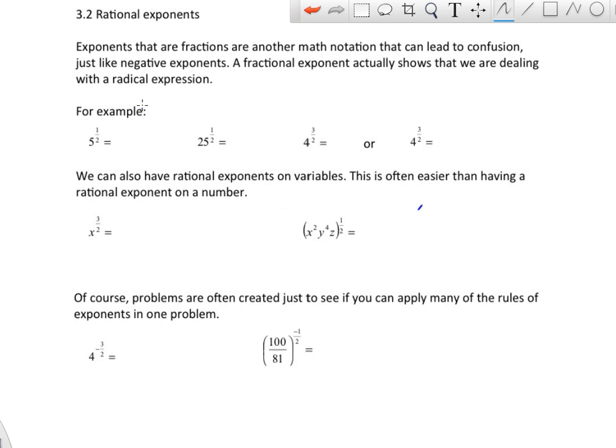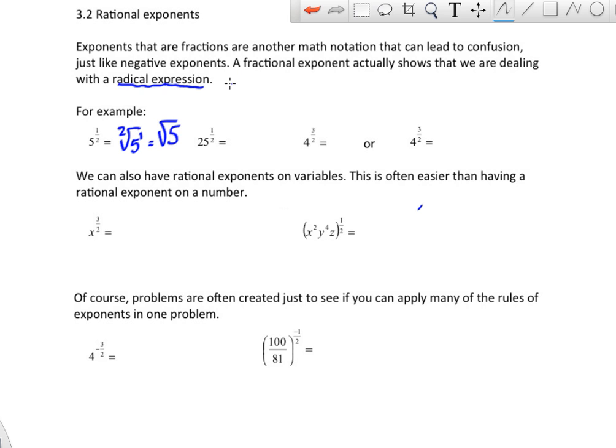So, for example, 5 to the power of 1 over 2 actually means that we need to think of this as the second root of 5 to the first. Well, the second root is usually just written as the square root, and 5 to the first is 5. So that's actually just the square root of 5. So a fractional exponent, if the 2 goes to the outside as an index for the radical, and then the 1 became a power, so it's just a radical expression.